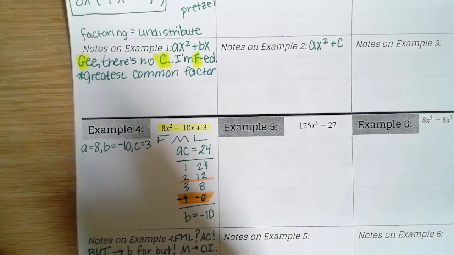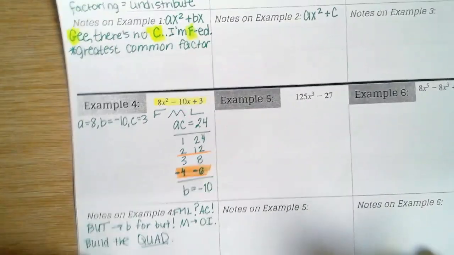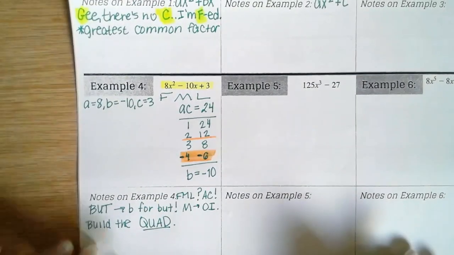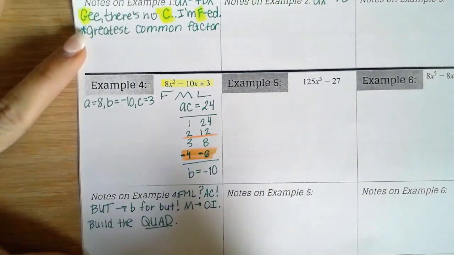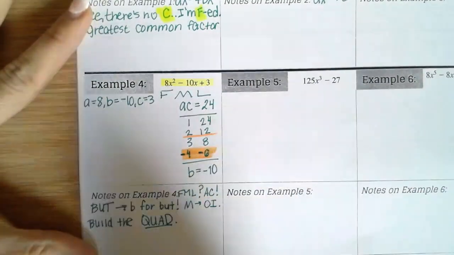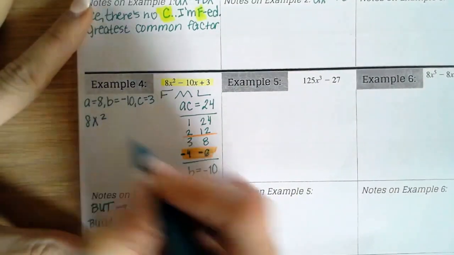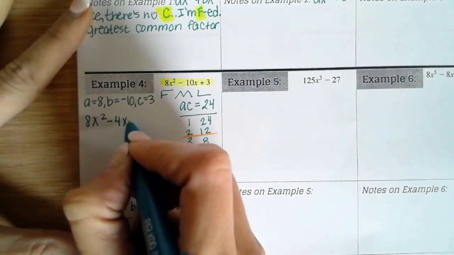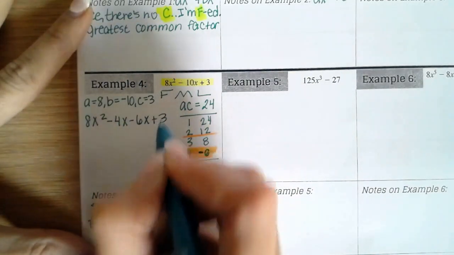These are always called quadratics, so let's get 4 terms. Not everything is going to be a quad, but right now, just to help us remember, it's here to help us out. We're going to build the quad. So we use these two numbers to split up that negative 10. So what happens now? I have 8x squared, take away 4x, minus 6x, plus 3.